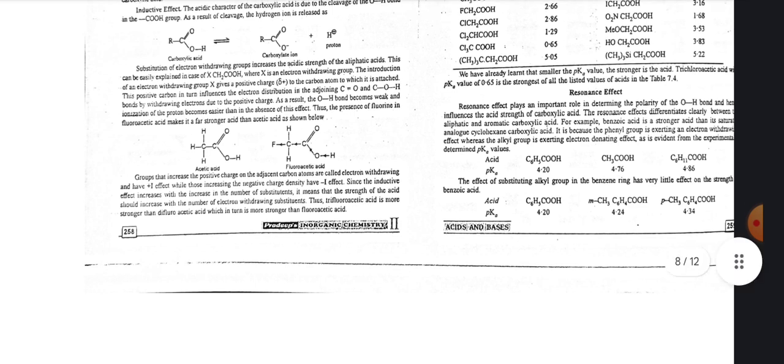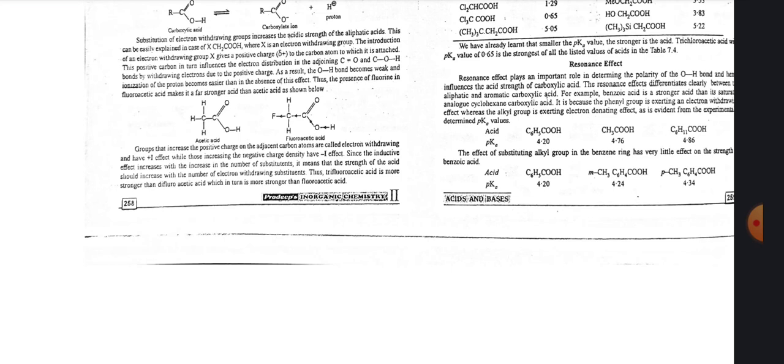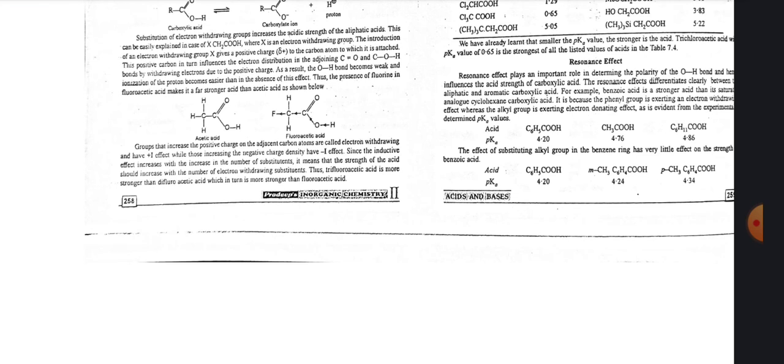The introduction of an electron withdrawing group X gives a positive charge to the carbon atom to which it is attached. This positive carbon in turn influences the electron distribution in the adjoining bonds by withdrawing electrons due to the positive charge. As a result, the O-H bond becomes weak and the ionization of the proton becomes easier than in absence of this effect. Thus, the presence of chlorine in chloroacetic acid makes it a far stronger acid than acetic acid, as shown below.